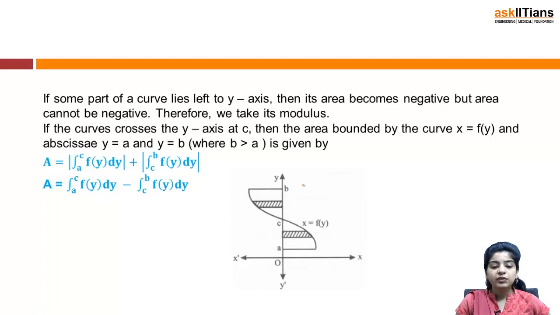Again, parallel to this, if some part of a curve lies to the left of the y-axis, we have this curve and these ordinates. Then again you split it up into two parts, and the area would be the modulus of the integral from A to C of f(y) dy plus the modulus of the integral from C to B of f(y) dy. Now this is positive, so it will become the integral from A to C of f(y) dy. Then we'll have minus the integral from C to B of f(y) dy.